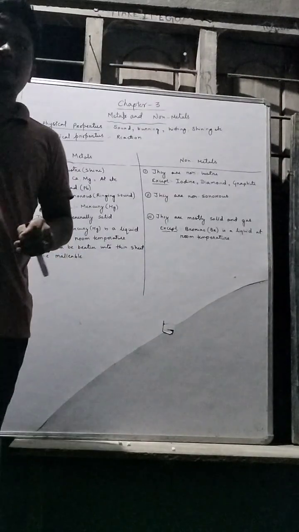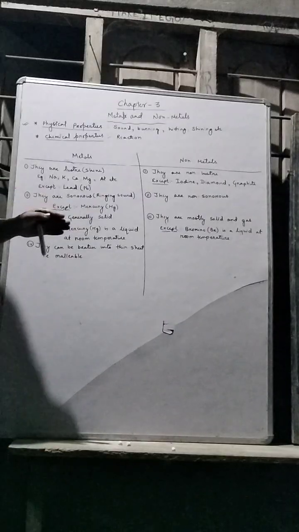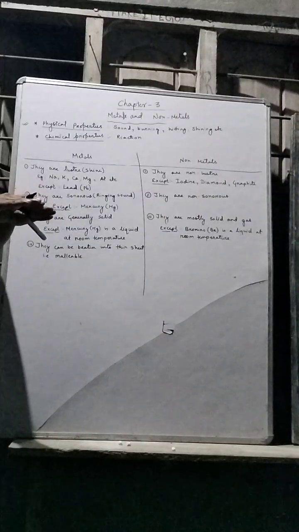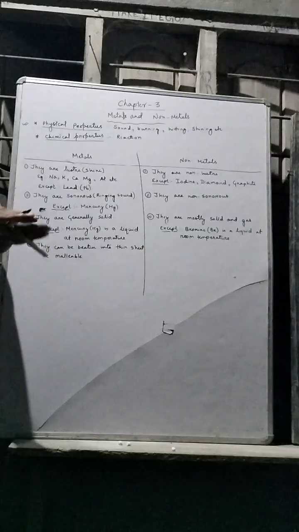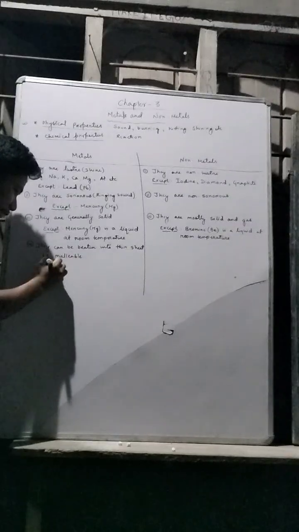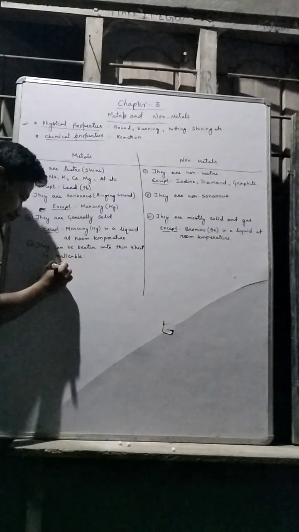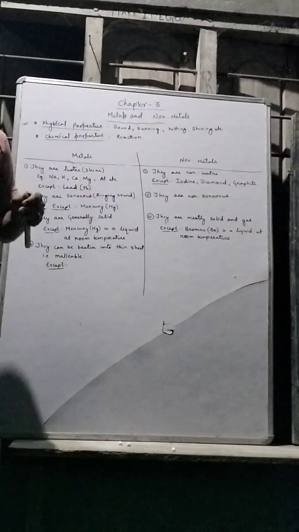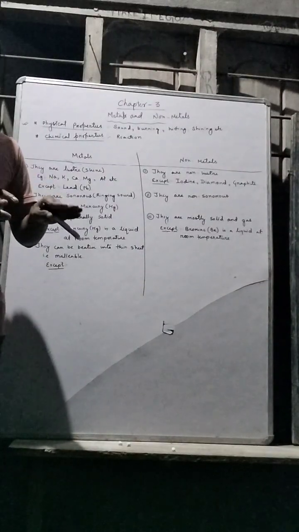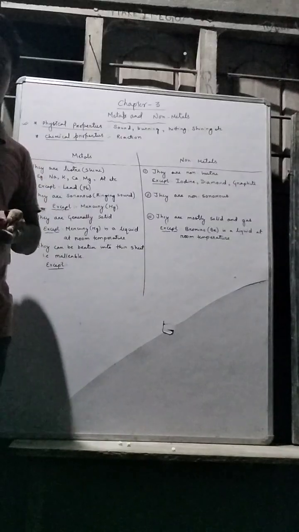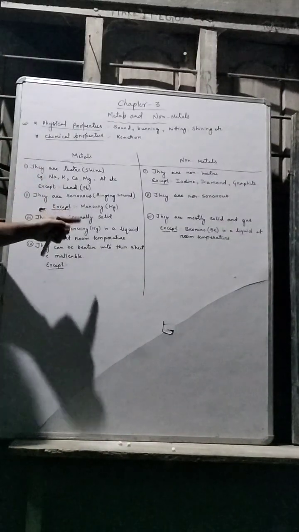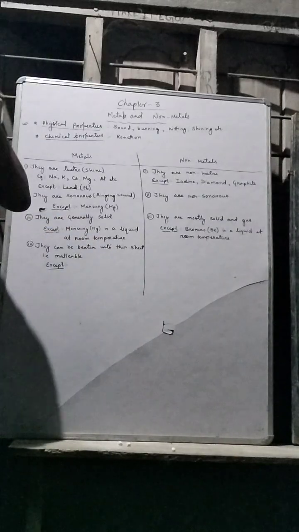So when we beat the metals, then they will become malleable. They will become flat. But there are one or two metals that, when we beat them, will not become a thin sheet. They will not become a sheet. They will directly break down into pieces. We call it brittle.